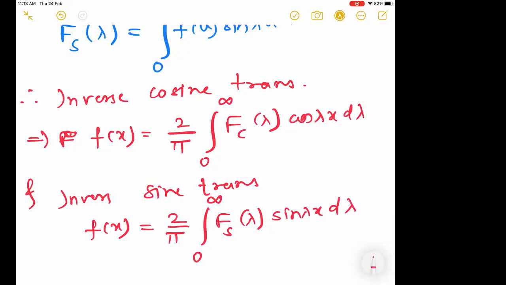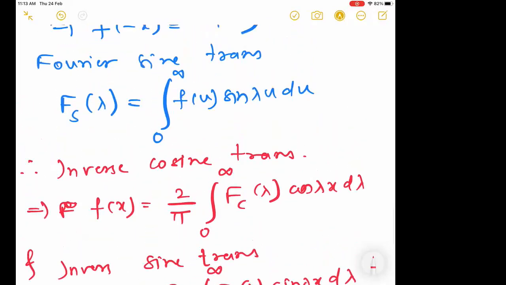Please write the variables carefully and correctly, with respect to what you are integrating and what the limits are for which variable. Everything is very, very important for the calculation of the Fourier transform.